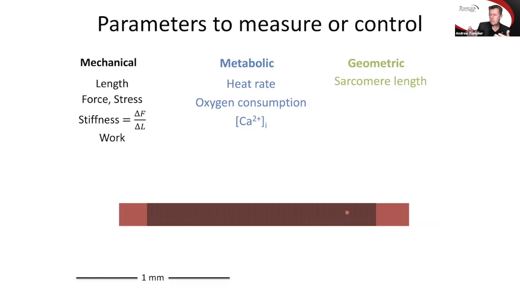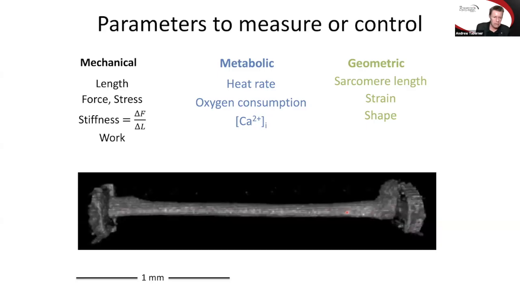We might be interested in measuring how much the muscle is shortening, and we can do that by examining the proteins inside the tissue using some imaging systems that I shall speak about. And from these images, we can compute the strain inside the engine and take into account its change in shape as it contracts. So here is an example of a three-dimensional image of a cardiac trabecula.